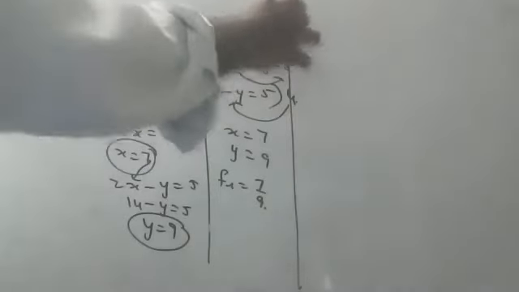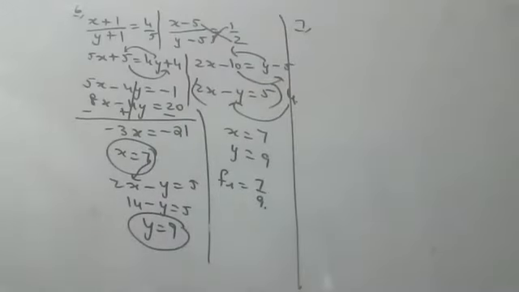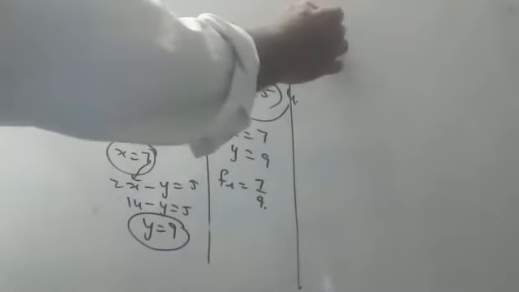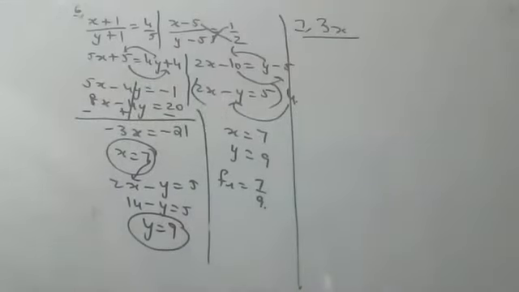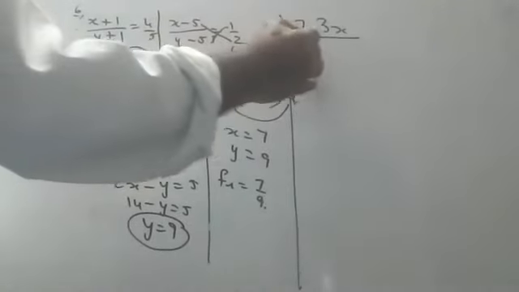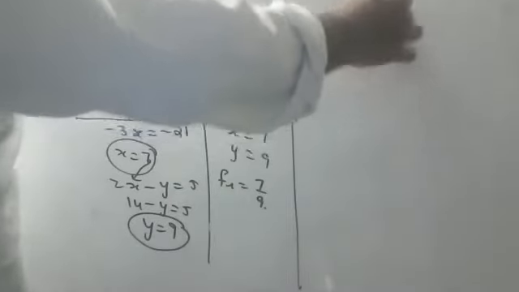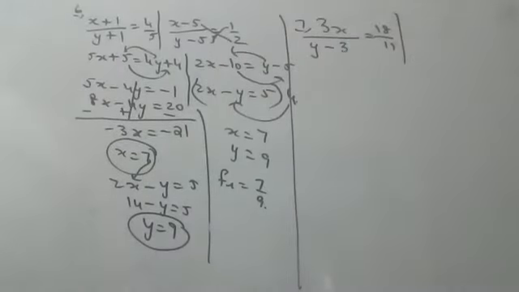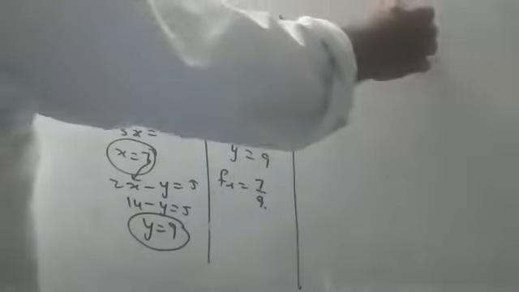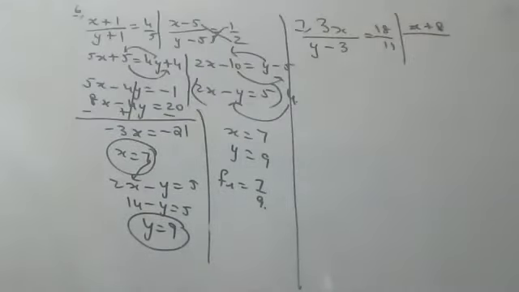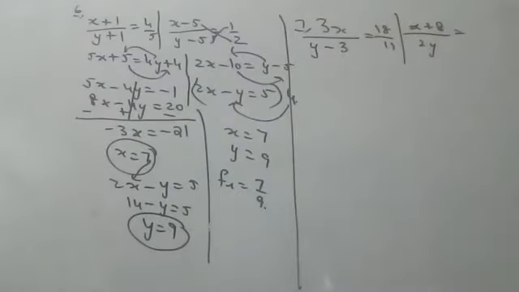Numerator x is multiplied by 3 and the denominator is reduced by 3. So 3x by 3 minus y... y minus 3 is equal to 18 by 11. And x plus 8 by 2y, the denominator is doubled, is equal to 2 by 5.